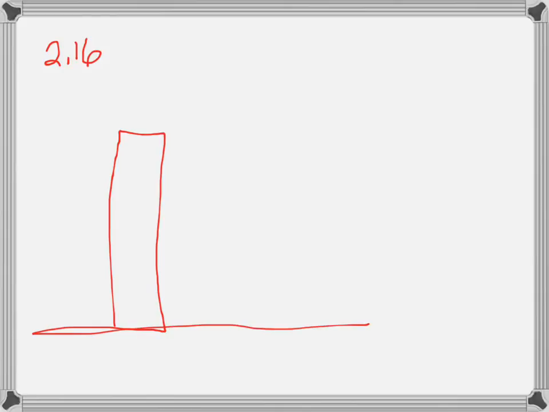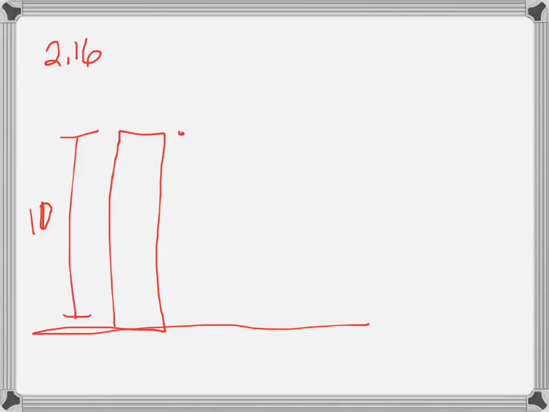Alright, this is Catastrophe problem 2.16. Again, we are up on the top of a building, and this building is 10 meters high. There's two cats up here.